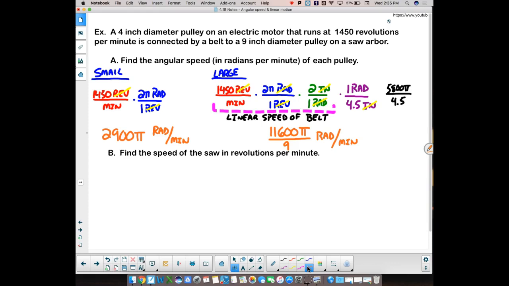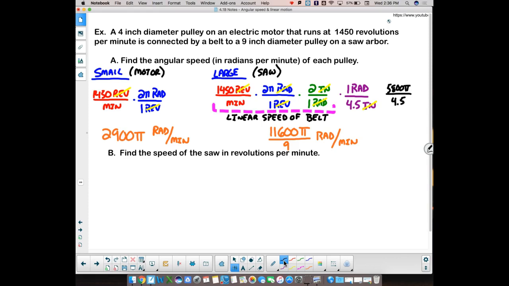Now, I am giving you all of these answers today in exact form because we are not done with this problem. We're still going on with this problem. Don't round until the very end. When you're done and you're writing stuff on an answer blank, or if you're ready to box an answer, then you can round or you can leave it exact. Okay? Because now we're going to find the speed of the saw. That's the large one. Small was motor. Large was the saw.